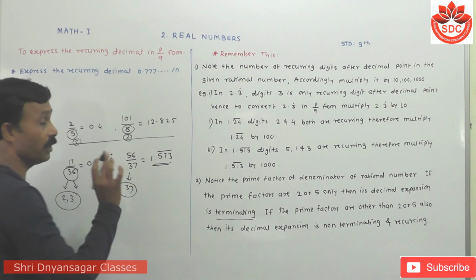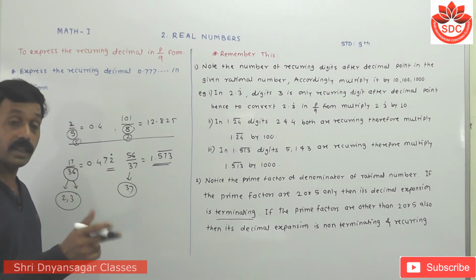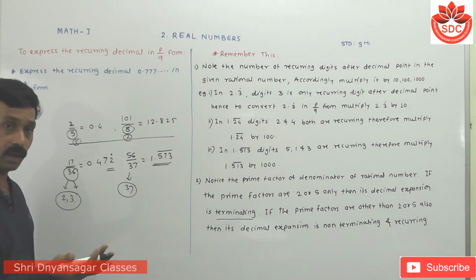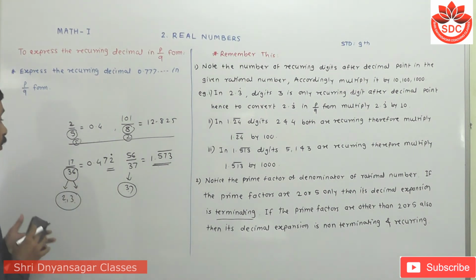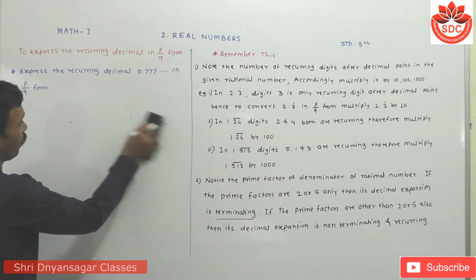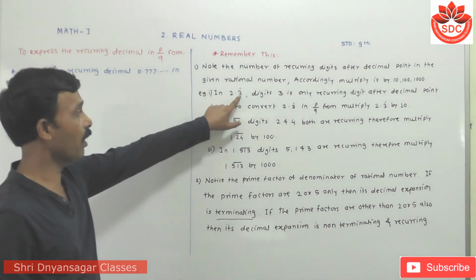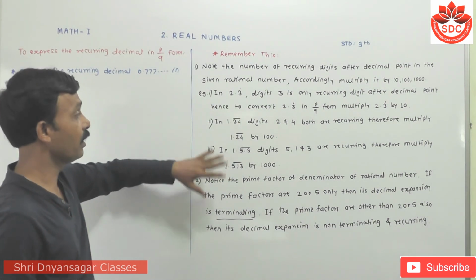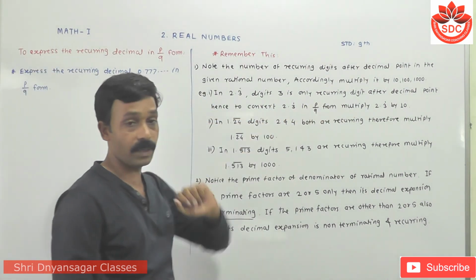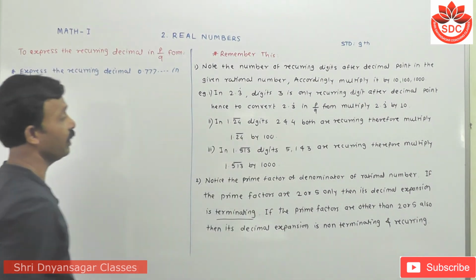This means that if the prime factors of the denominator are 2 or 5, then it is terminating, and if there are other factors, it is non-terminating and recurring. Now let us see an example of this type. If there is 1 digit recurring after the decimal point, we multiply by 10; for 2 digits, by 100; and for 3 digits, by 1000.